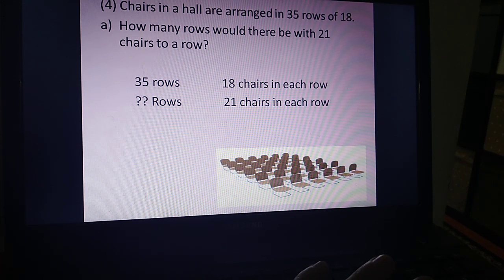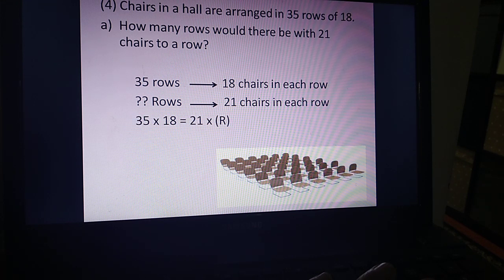طيب, if I'm going to put more chairs in each row, I'm going to put 21 instead of 18. يعني صار الصف أطول, صار الصف فيه كراسي أكتر. إذن هل حنحتاج عدد صفوف أكتر أم أقل؟ أقل. لأنه عدد الكراسي زاد بكل صف, فرح أحتاج صفوف أقل. So this is inverse proportion and we do multiply horizontally.